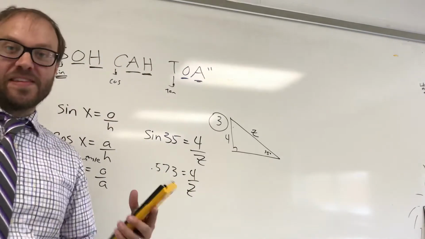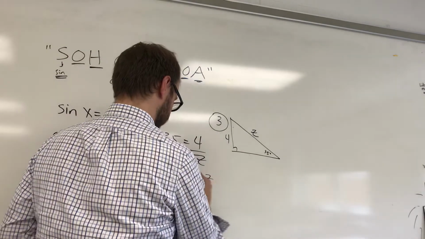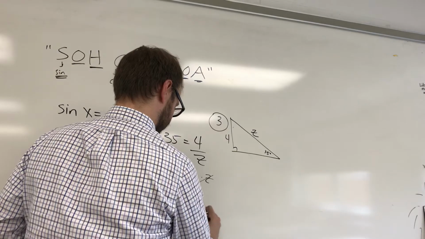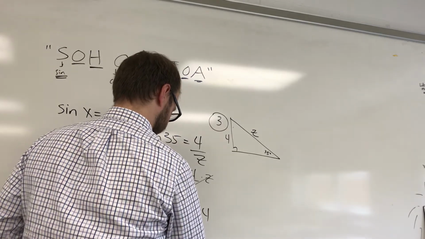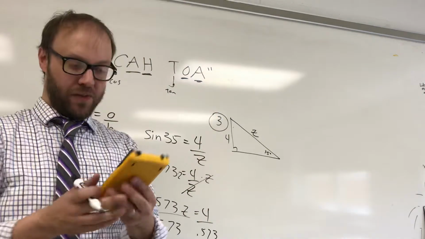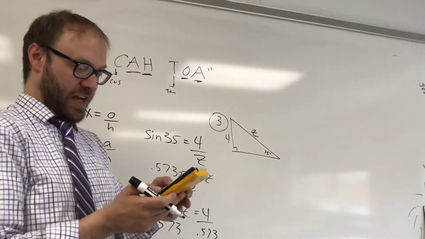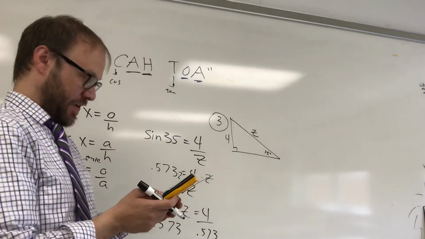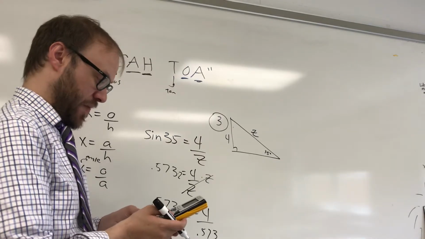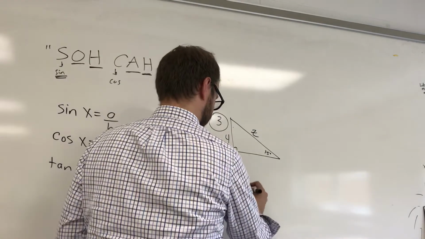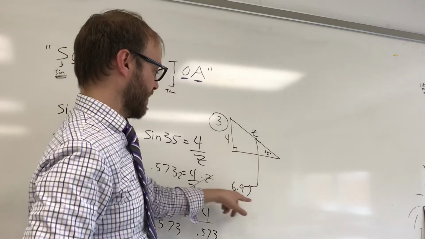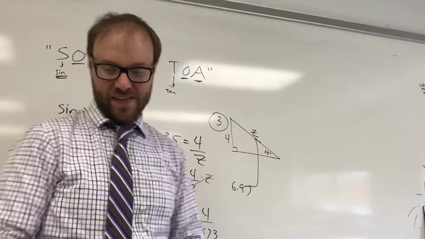I don't want the z in the bottom of the fraction, so I'm going to multiply both sides by z. And that's going to give me about 0.573z is equal to 4. I can divide both sides by 0.573. And again, try to keep the whole decimal. I have the whole decimal in my calculator here, so I'm going to take 4 divided by that whole decimal that I'm getting from the sine of 35. And we're going to get an answer of about 6.97 as our value for z there. And that should make sense because it's the hypotenuse, the longest side, so it's a little bit longer than the 4. Makes sense, all right?